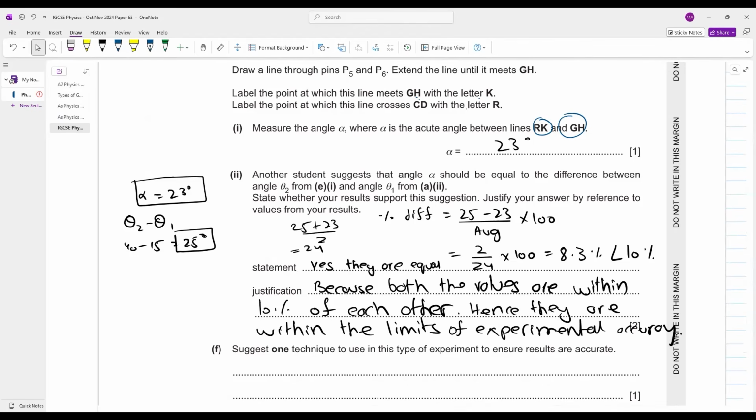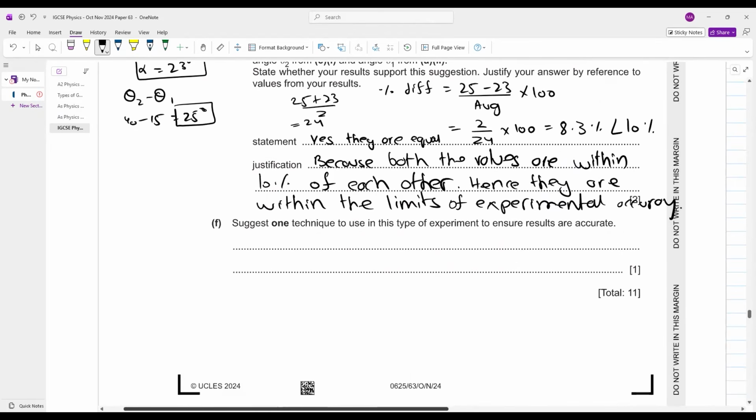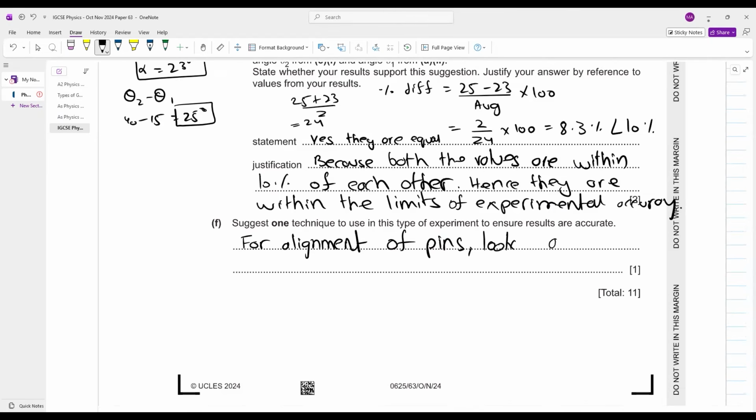Suggest one technique used in this experiment to ensure results are accurate. Which technique will we use? Make sure to align the pins from the base. So write this down. For alignment of pins, look at the base of the pins.